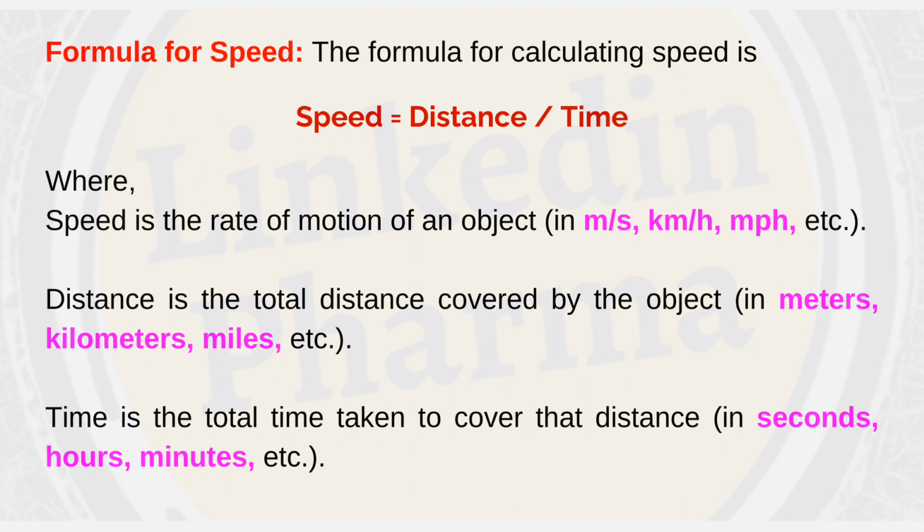Formula for speed. The formula for calculating speed is speed equals distance divided by time, where speed is the rate of motion of an object in meters per second, kilometers per hour, mph, etc. Distance is the total distance covered by the object in meters, kilometers, miles, etc. Time is the total time taken to cover that distance in seconds, hours, minutes, etc.